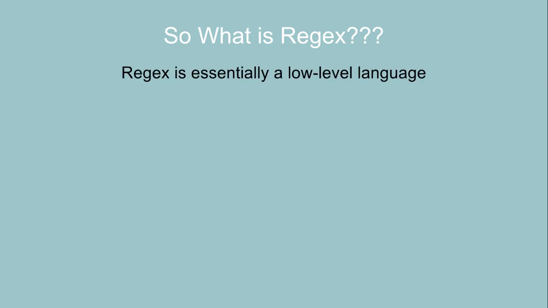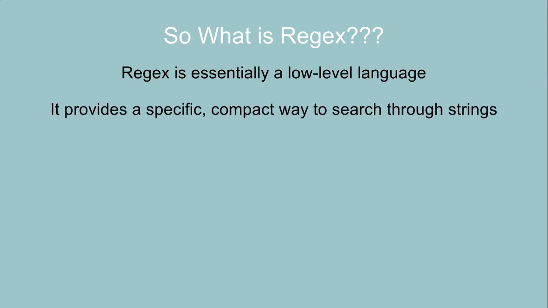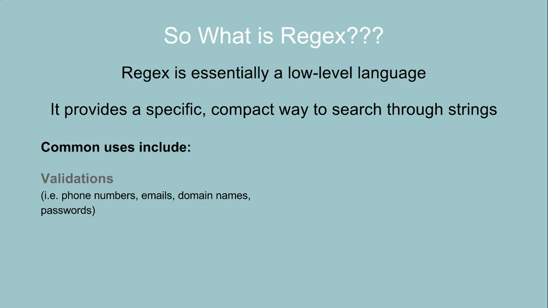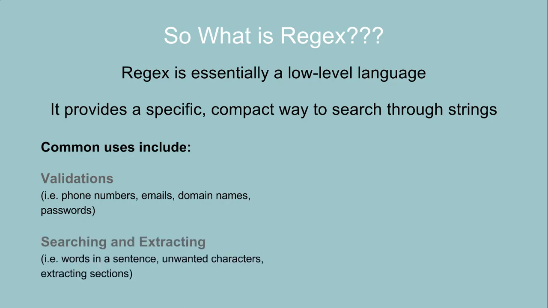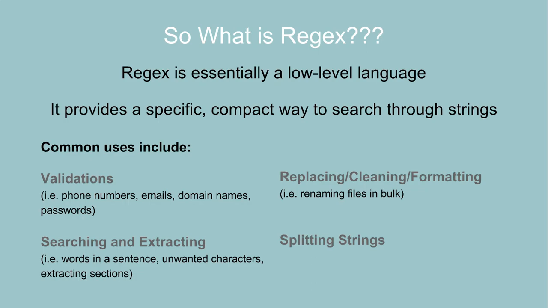So what is regex? Regex is essentially a low-level language. It's very similar to machine language, but it provides us a specific compact way to search through strings and large bodies of text. Common uses include validations like emails or phone numbers, searching and extracting for words in a sentence or unwanted characters, replacing or reformatting like renaming files in bulk, and splitting strings using a JavaScript method.